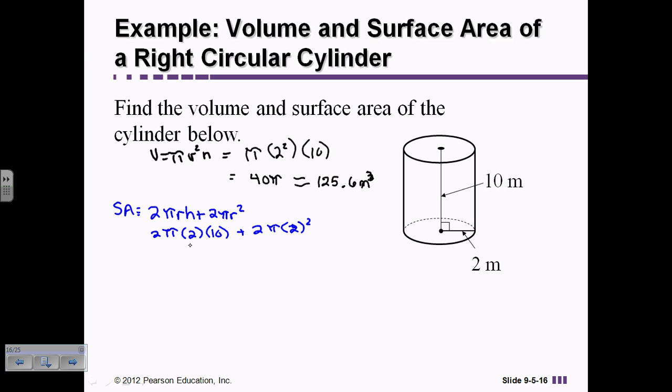So if we work all this out, we're going to end up with 4 times 10, which is 40 pi. Over here, we're going to end up with 4 times 2, which is 8 pi. So this would simplify to 48 pi. Or if we go one more step, it would be 150.72 meters squared.